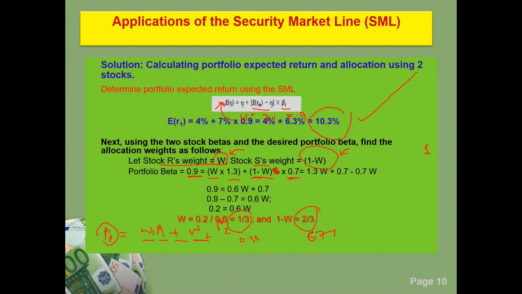Do you understand how we calculated the weights? Yes. Please, the first weight, for the first stock, is equal to W. We are assuming that. The second will be 1 minus W, because the total should be 1.